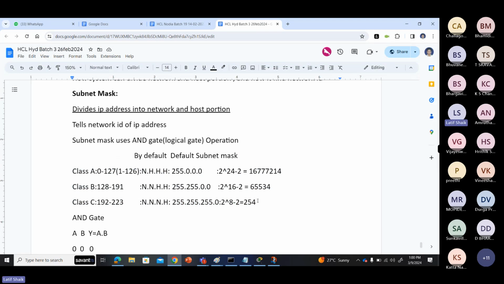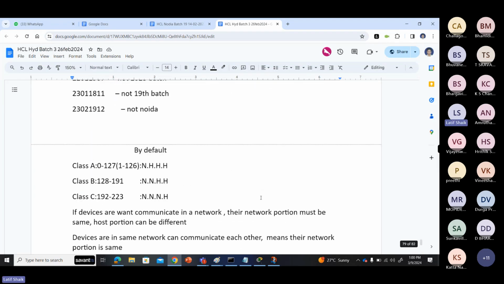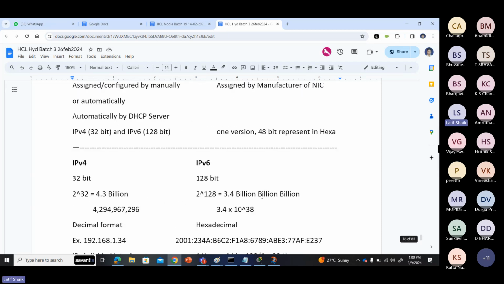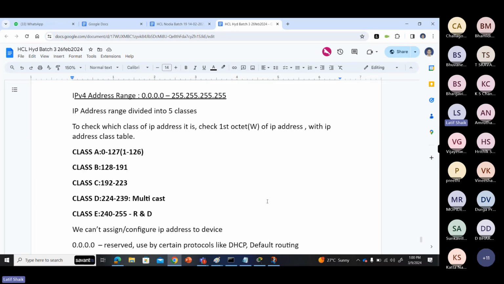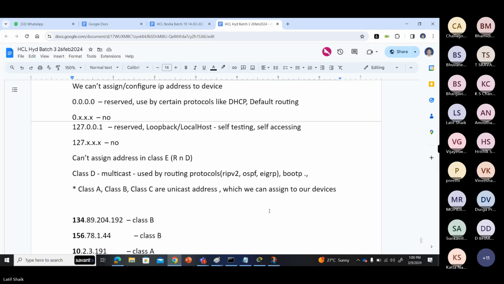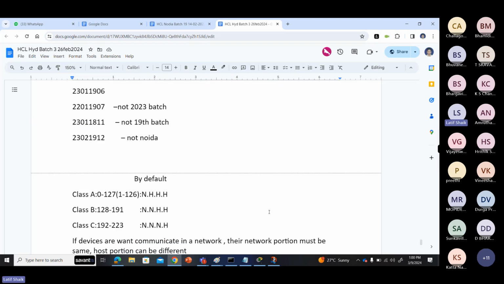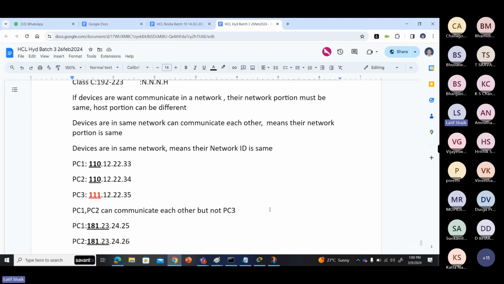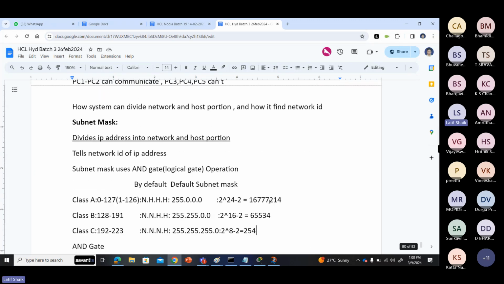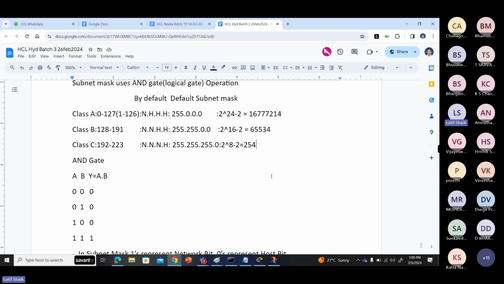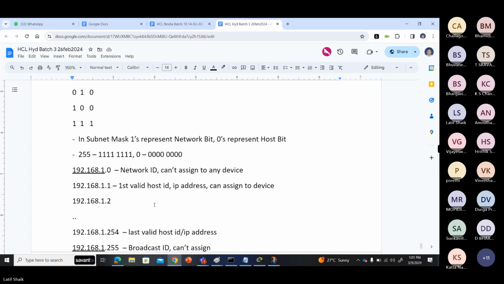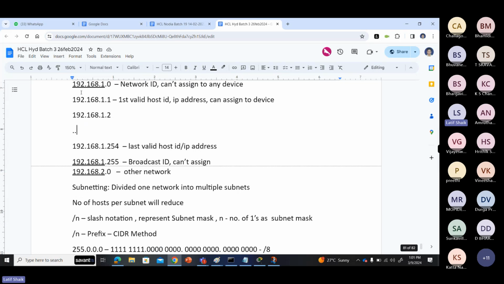Okay, guys, understand up to here? What are the IP address versions, classes, how to identify an IP address, what are the network portion and host portions, what is the default subnet mask, the number of hosts per network in a particular class, and the network ID and host ID.